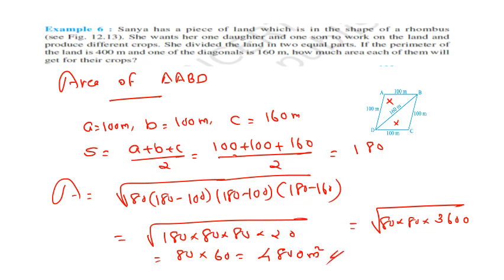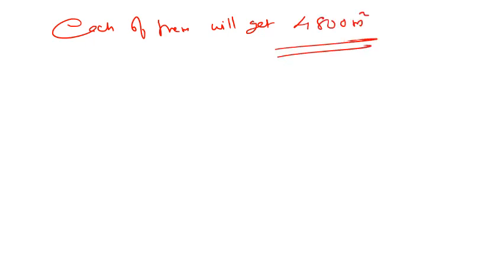4800 meters square. So this is the area of one. So what we can say? Each of them will get how much area? 4800 meters square. Therefore, each of them will get 4800 meters square. Now, this same problem you can do in another way also.